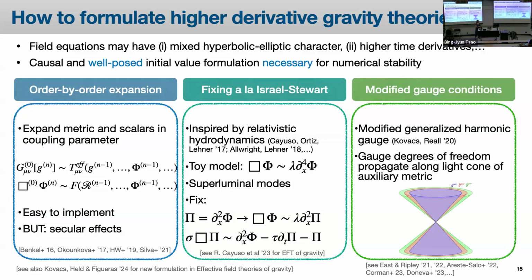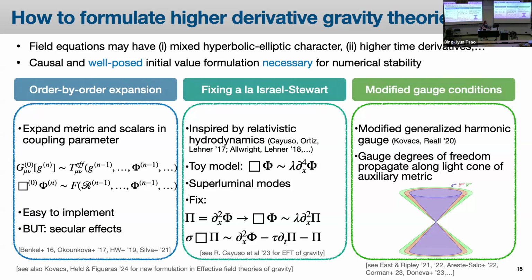kind of breakthrough in this context came from mathematical work by Aron Kovacs and Harvey Reall, that they introduced a modified generalized harmonic gauge. So essentially what they took was not just one metric, but they also introduced two auxiliary metrics, such that all your fields would move causally within either the metric or one of the auxiliary metrics. And that has been implemented and has been very successful to really compute gravitational waves from binary black hole mergers in scalar Gauss-Bonnet gravity.